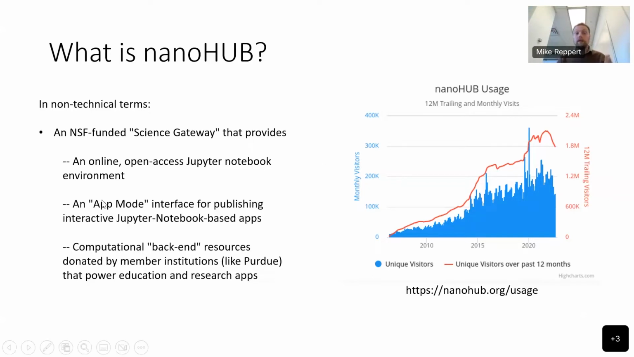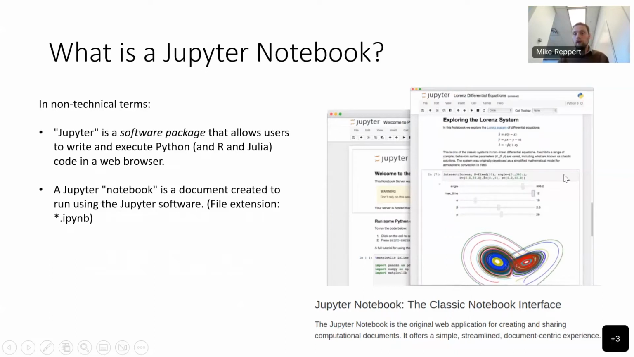In addition, nanoHUB has this app mode interface. So there's a little button you'll see that says either enter app mode or edit app. You can toggle back and forth between these different modes. And when you're in app mode, all of the code gets hidden. So normally when you run a Jupyter Notebook, you can see both the code, this little gray box here, and the output of that code, the app that you can run down below. On nanoHUB, there's an option to enter this app mode setting where all of the code disappears and all you see is the GUI, the graphical representation of the simulation or the plot that you're trying to make.